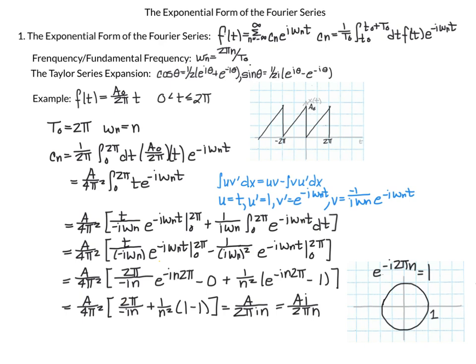Here we're going to have 2 pi over minus i n. Over here we're going to have 1 over n squared, 1 minus 1, which gives us at the end ai over 2 pi n.